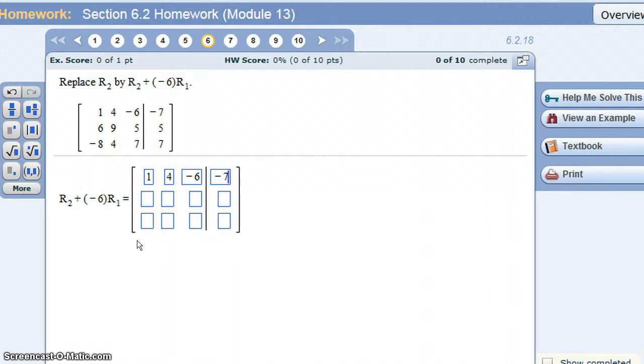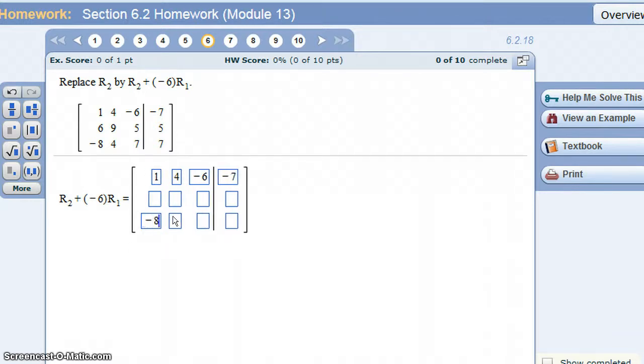Also, we're not getting a new third row either. We're going to have -8, 4, 7, and 7. But we are going to get a new row 2. We're replacing row 2. So how do we do that? Well, we do -6 times row 1 plus row 2. So -6 times 1 is -6, plus 6 is 0. In fact, that was the whole point of doing that, to make this a 0.